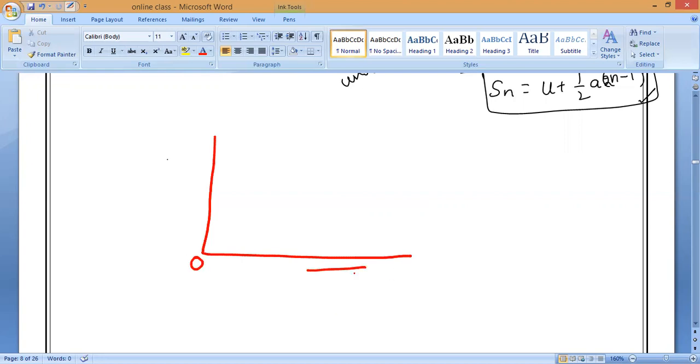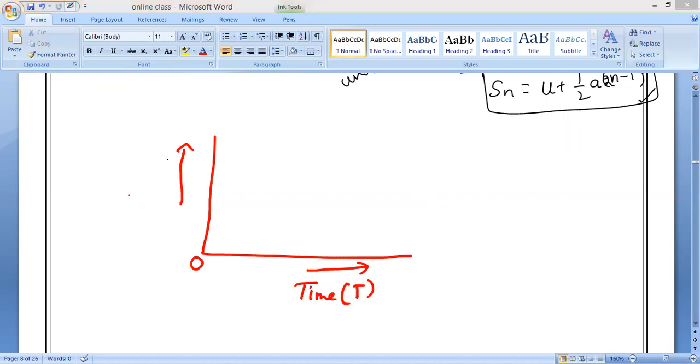So what is this axis called? Gokul, what is this axis called? Time axis. Yes or no? And this axis is called what, guys? Velocity axis.